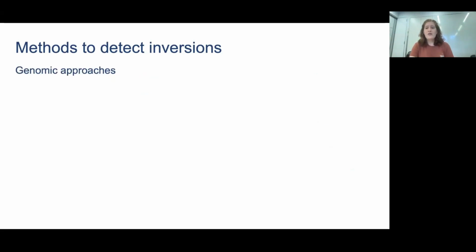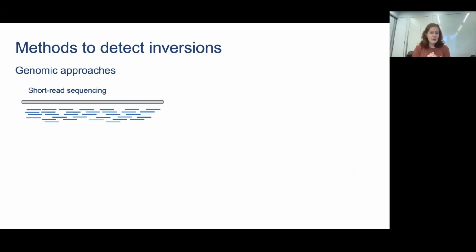There are also quite a few genomic approaches that can be used to detect inversions. For instance, you can pick up signals of inversions with short read DNA sequencing data. So if your sequencing reads overlap inversion breakpoints, or if you have paired end sequencing data and the paired reads map to a genomic location that is a lot larger than the insert size of your library, you can detect it that way. Don't worry if you don't understand everything I say here.